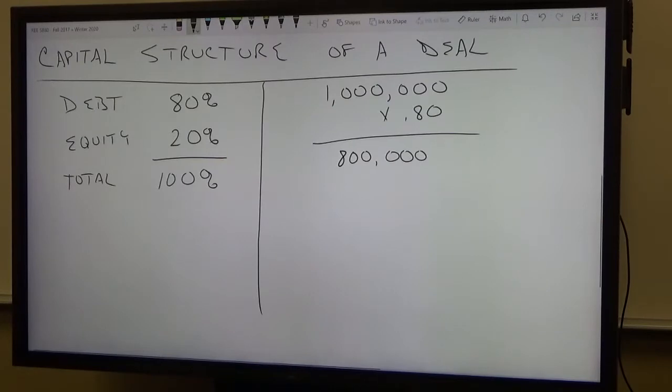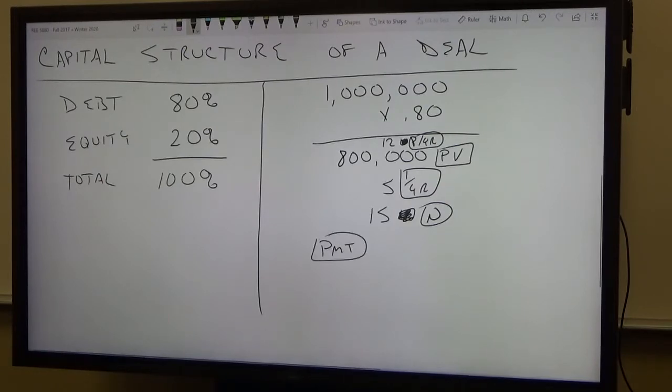Let's say we set it up for 12 payments per year. $800,000 loan. Okay, give me an interest rate on the loan. 5%. Okay, give me a term. 15? Yeah. Okay. Now let's solve initially for what our payment is going to be.